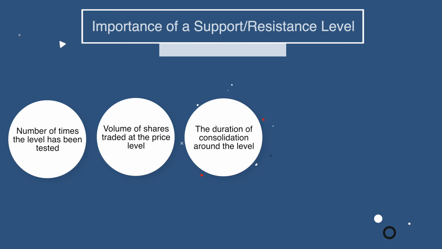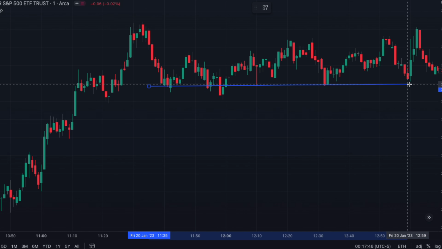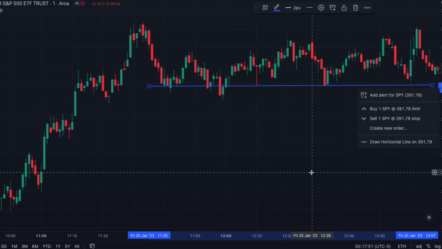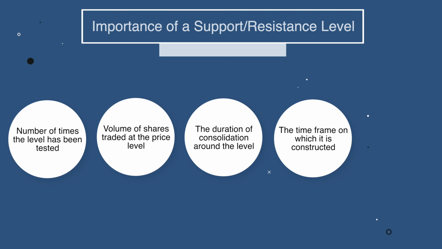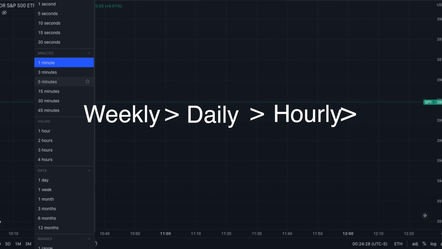The duration of consolidation around the level. The longer the price stays at the level, the stronger is the support or resistance. The time frame on which it is constructed. A support or resistance level on a weekly chart is more significant than that on a daily chart, than that on an hourly chart, than that on a 5-minute chart, and so on.